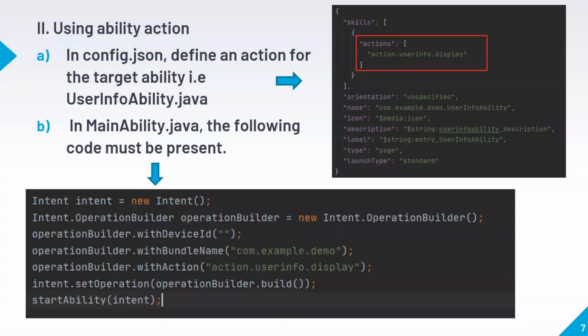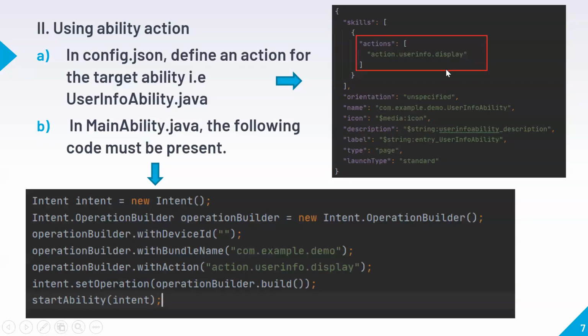Ability action in the sense you're telling what kind of work the target ability needs to do. Based on that, your system will try to find an ability which has a particular action defined in its configuration file. So it will try to pick one ability which can do that particular action. So here action plays an important role, right? So this action needs to be registered somewhere in your config.json.